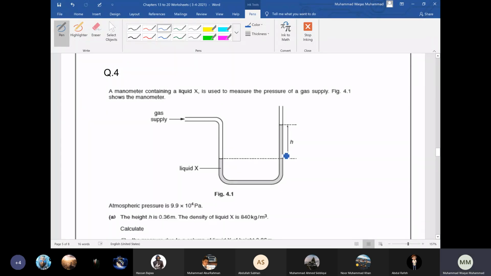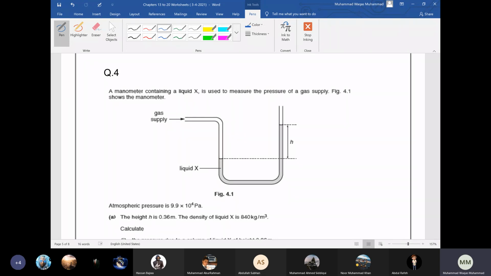Next, beta, a manometer containing a liquid X. You remember, beta, we studied about manometer? Beta, a simple manometer is used to find the gas pressure difference, right? And beta, simply you have to remember the height difference between the levels of the liquid that gives the pressure difference. Right or wrong? Right, sir.